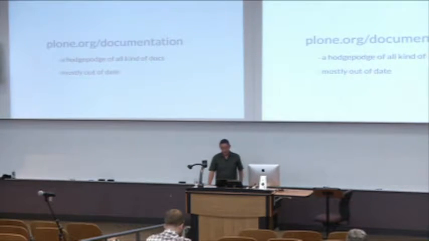We also had documentation on plone.org. It was haphazard at best. There was no real structure to it, and most of it was kind of out of date. There were helpful tips in there on how to upgrade your Plone 0.99 site to 1.1, and the kind of stuff you really want people to read when they look for documentation, because it gives a really good impression that your project is alive.